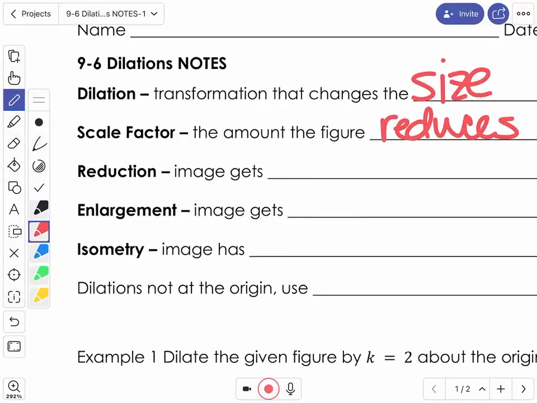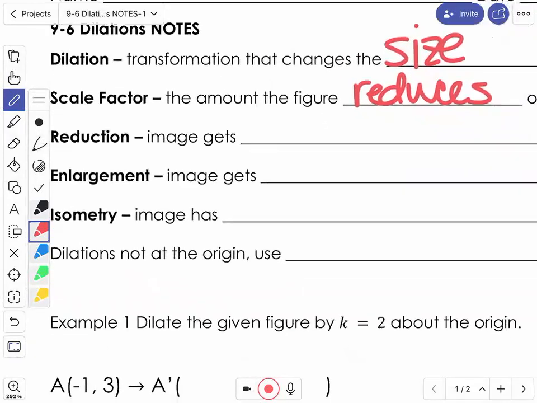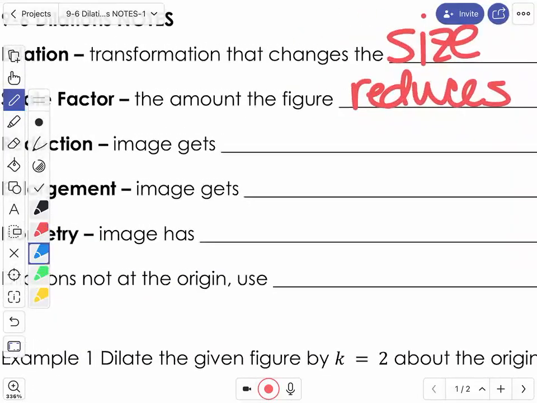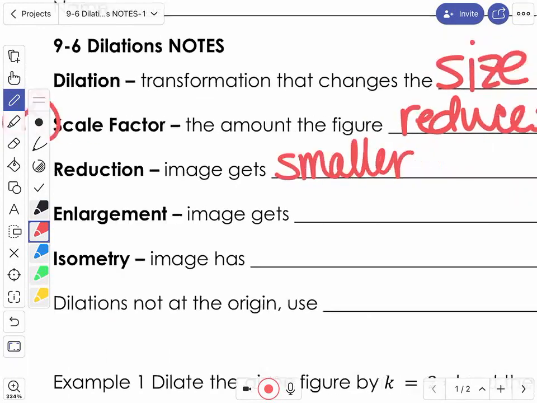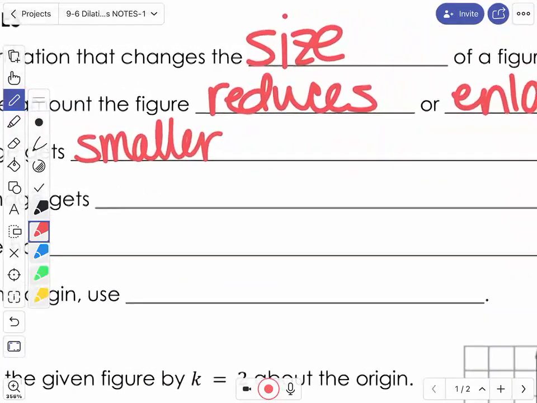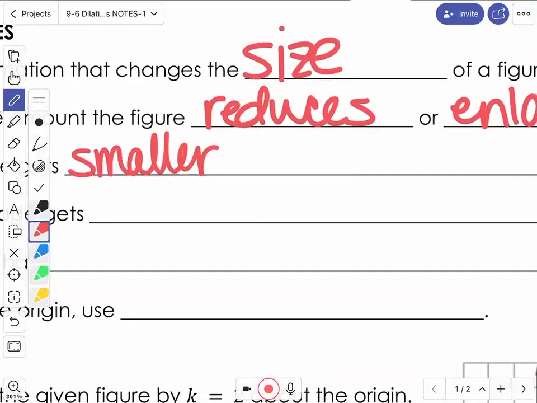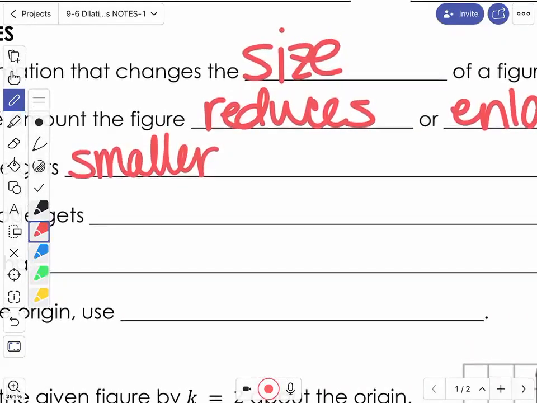So now let's talk about reduction and enlargement again, just to revisit those terms. So our reduction is when our image gets smaller. Now, when we talk about the reduction and the scale factor, so that we can remember, we talked about originally that scale factor, we use the letter K to represent that. So if your figures are getting smaller, then it is a reduction. And that means that the scale factor has to be between 0 and 1.